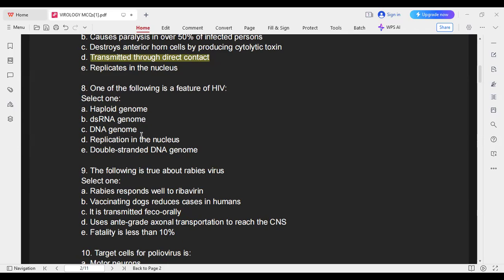DNA genome, we know HIV is a retrovirus. It is RNA. It's an RNA virus. Choice E, double-stranded DNA genome. We've already said it's a single-stranded RNA genome. So the answer is replicates in the nucleus.